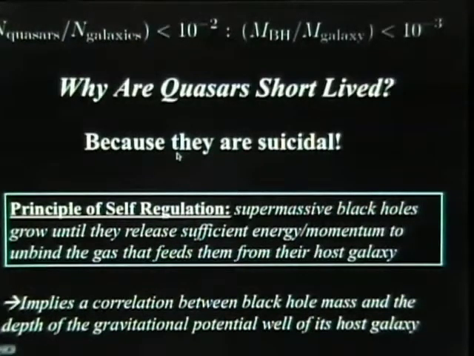And of course, that leads naturally to a correlation between the mass of the black hole and the depth of the gravitational potential well of the host galaxy. The deeper the potential well is, the easier it is for the galaxy to retain the gas despite increased energy deposition or momentum deposition into the gas. So big galaxies are able to retain the gas until the black hole grows to a higher value of its mass. But small black holes are able to remove the gas from dwarf galaxies, and therefore they stop growing at an early stage.